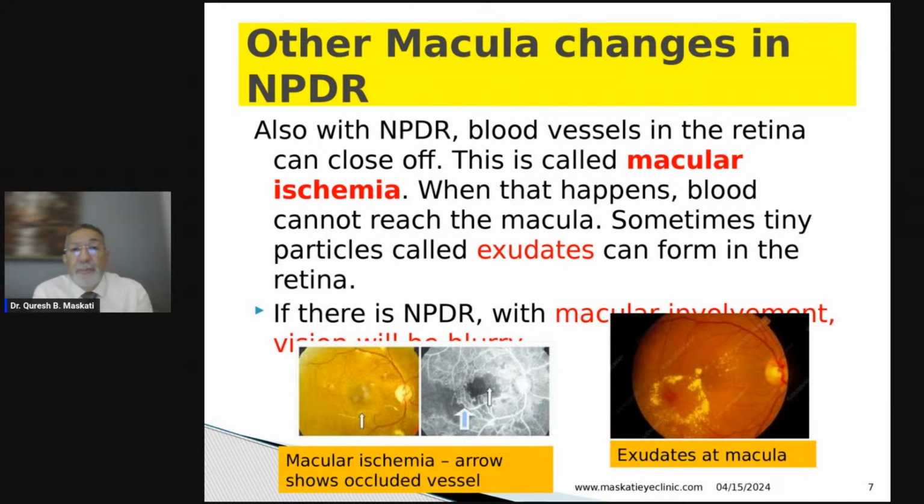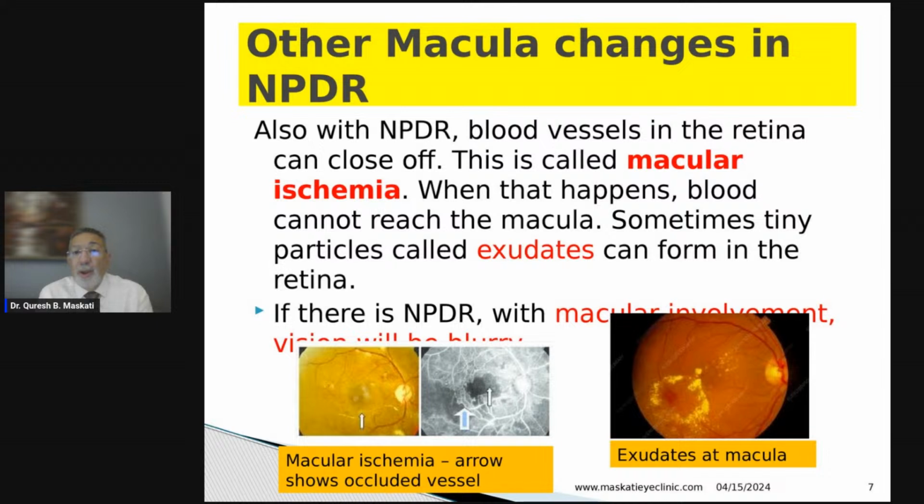When we take multiple pictures with various gadgets, we can see it much easier. So if ischemia occurs, blood doesn't reach the macula, and then sometimes these ischemic blood vessels can leak cholesterol. So you can get exudates or yellow spots that you can see at the macula. So if there is NPDR with macular involvement, vision will be blurry.